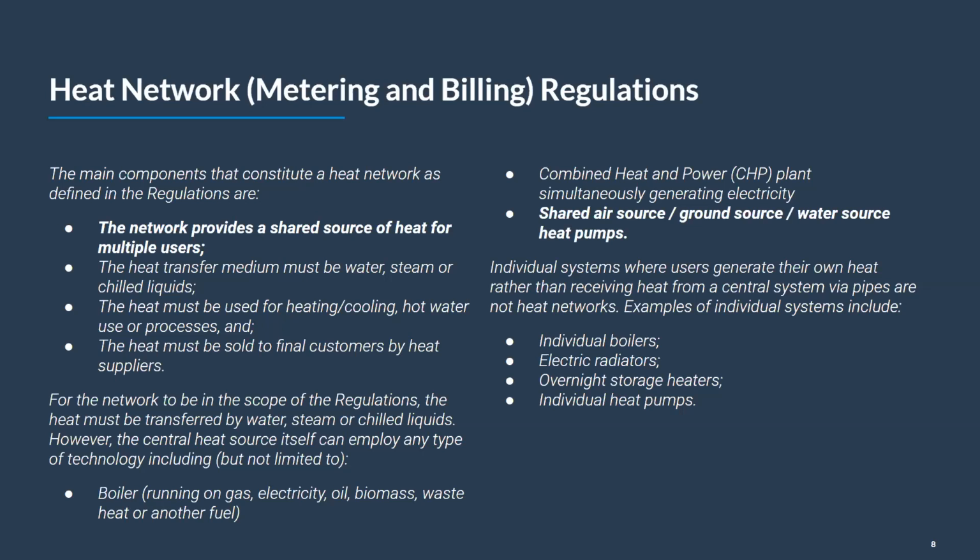So let's look at the guidance quickly. We've got three main sections here. The first is around the components that constitute a heat network. The network has to provide a shared source of heat for multiple users. The heat transfer medium must be water, steam, or chilled liquids. The heat must be used for heating and cooling, and hot water use or processes.